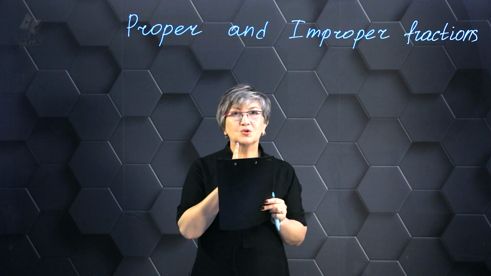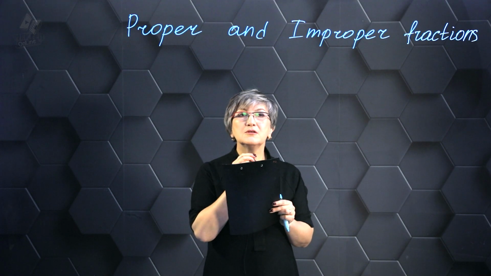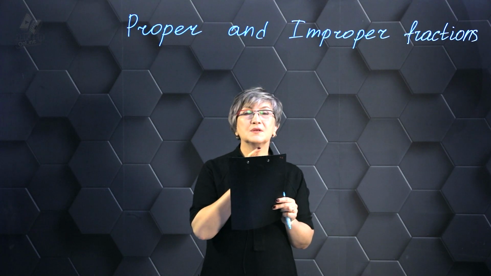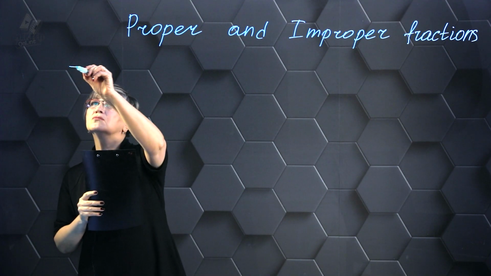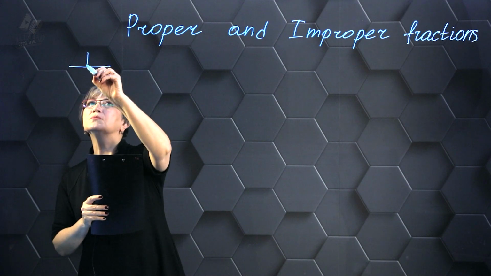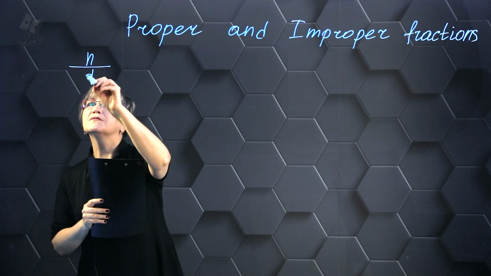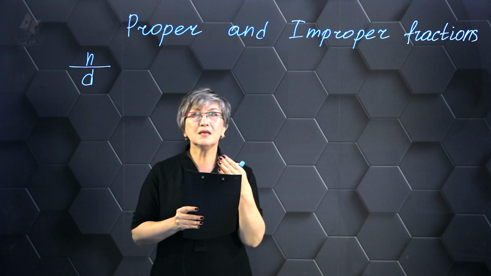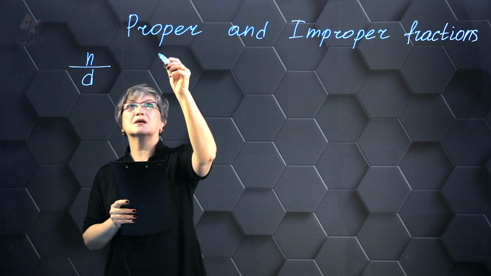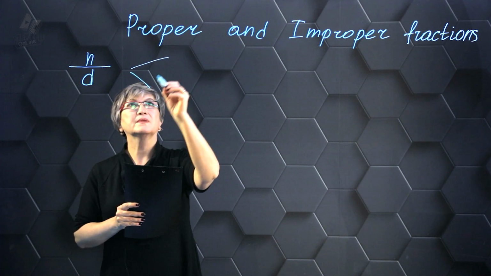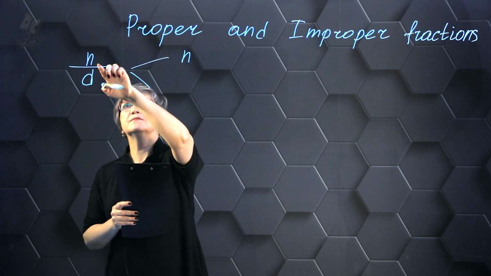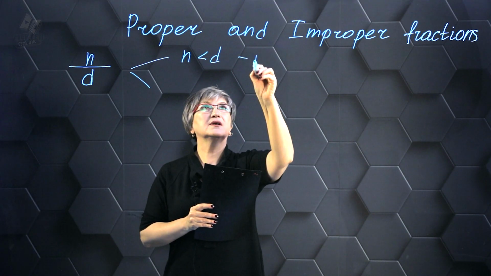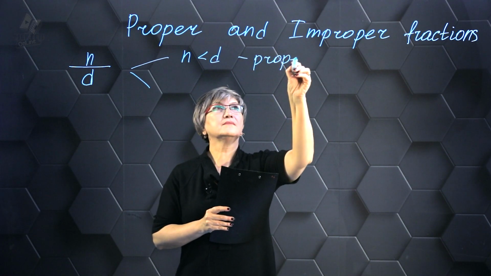Let us recall what a proper fraction is. A fraction is represented by two numbers: a numerator and a denominator, with a fraction line between them, the numerator on top and the denominator at the bottom. To solve the task, we need to compare these numbers and analyze their relationship. There are two options. If the numerator is smaller in value than the denominator, then the fraction is called a proper fraction.